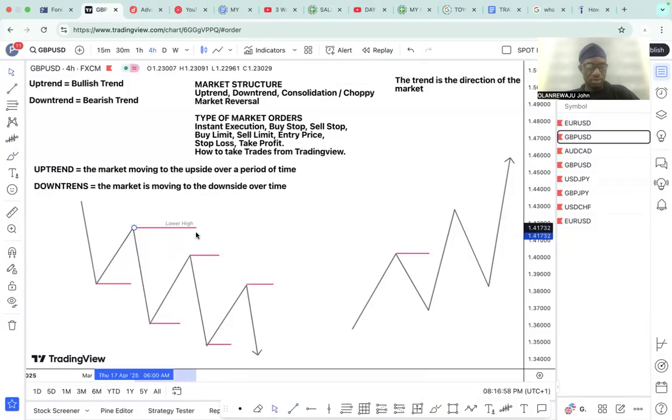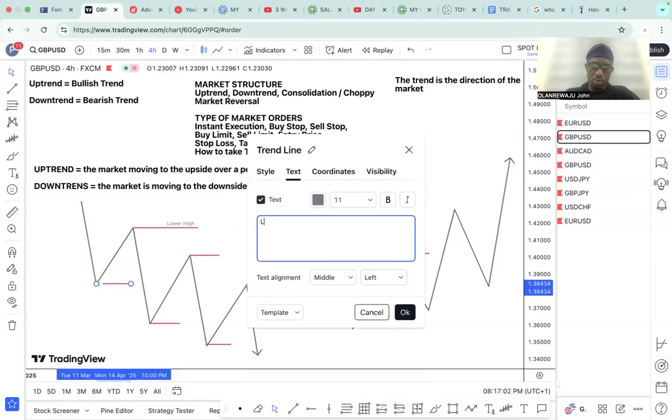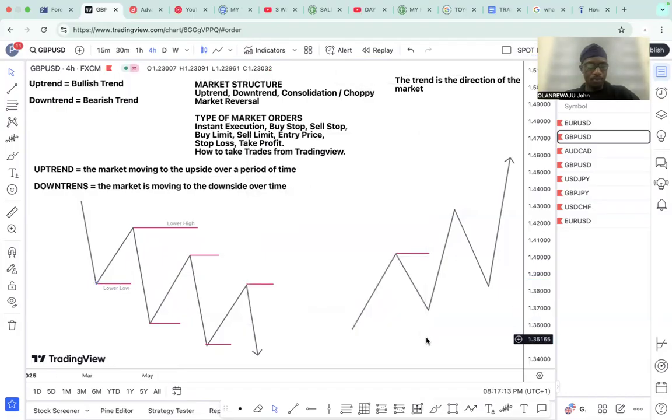Let's extend this a bit. And then this is what? Lower low. Does that make sense? So we can just go ahead to do what? Just copy and paste them.